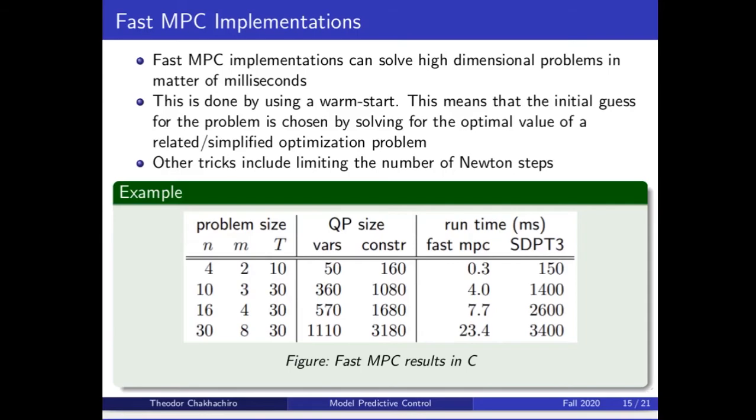Here are the solutions by coding in C and not in MATLAB. So we can see for a control problem, which is an optimization problem of big size, where the number of variables is 1000 and the constraints are 3000, we can solve the problem using fast MPC in 23.4 milliseconds compared to CVX, which is 3.4 seconds.